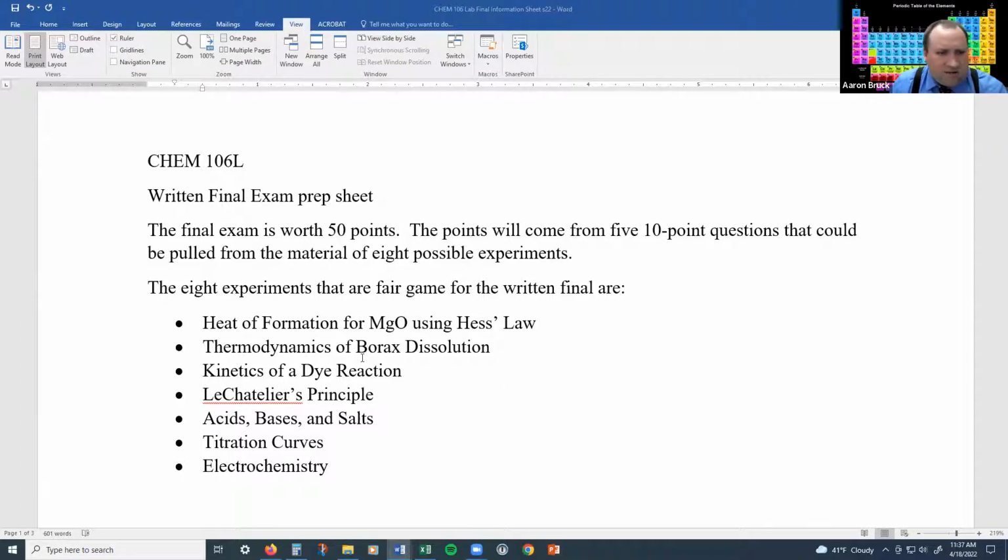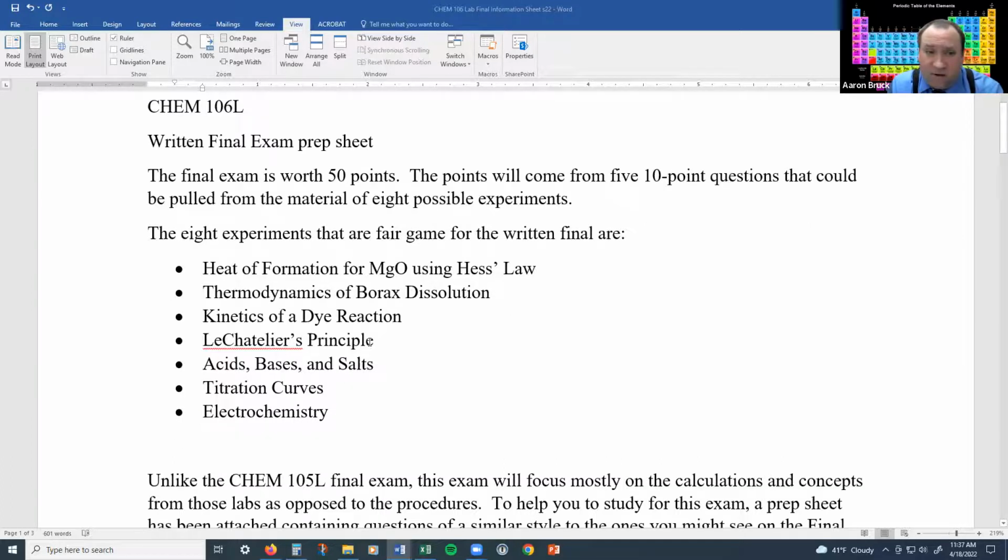Because these 8 experiments, actually, I guess that's only 7 experiments. These 7 experiments are very calculation heavy. So there are 7 experiments that we need to look into. The first being the heat of formation using Hess's law. The second being the thermodynamics of borax. You've got a kinetics lab in here, the kinetics of dye.